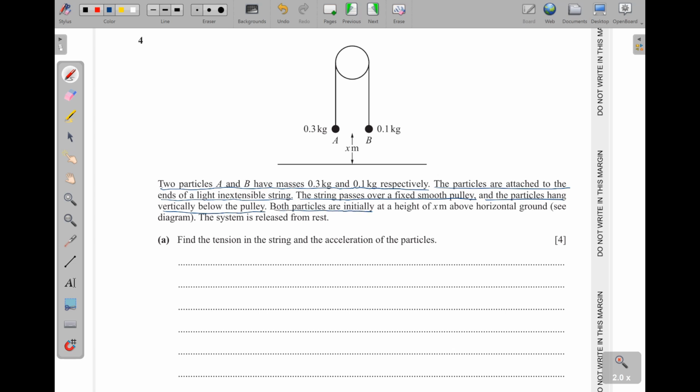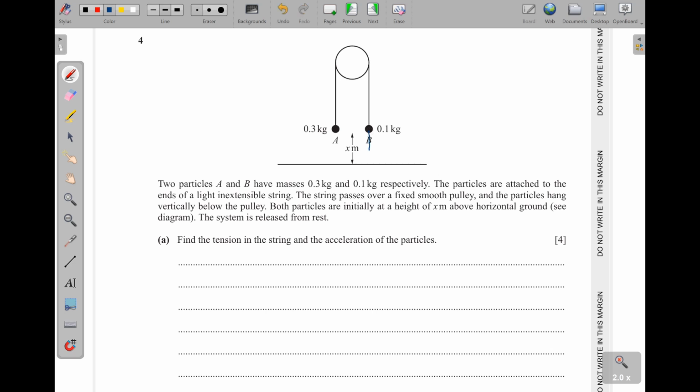Both particles are initially at a height of x meters above the horizontal ground. The system is released from rest. Find the tension in the string and the acceleration of the particles. Now we need to put the forces that are acting on these particles here.